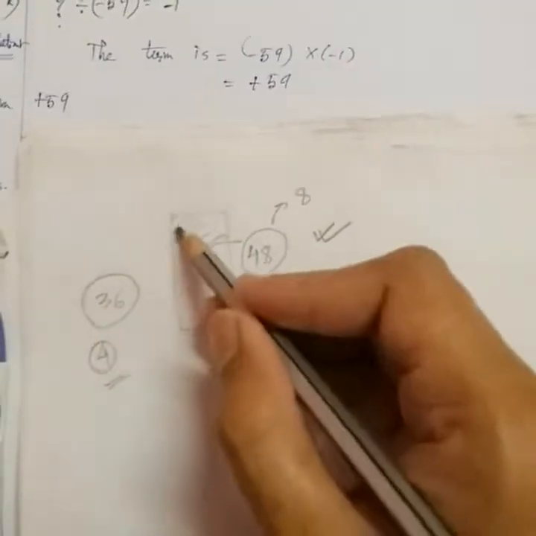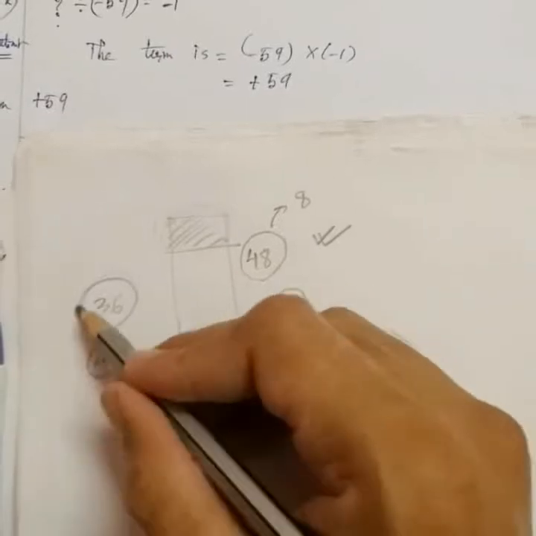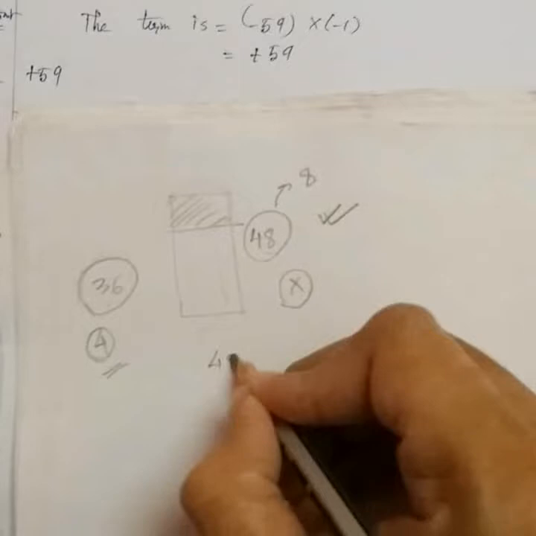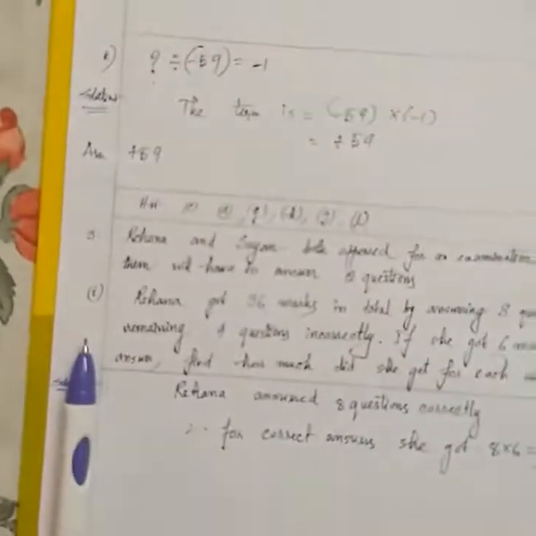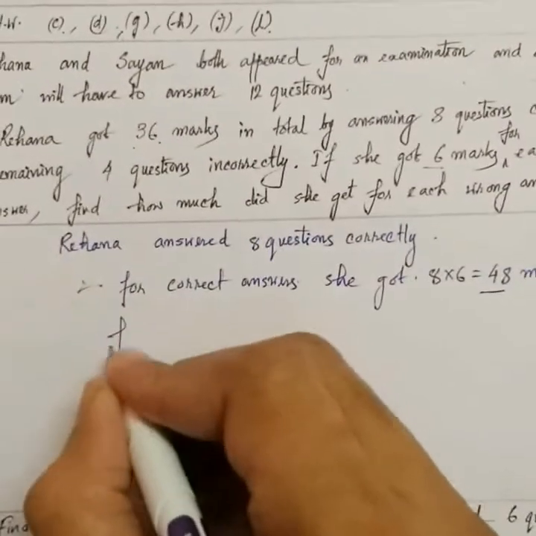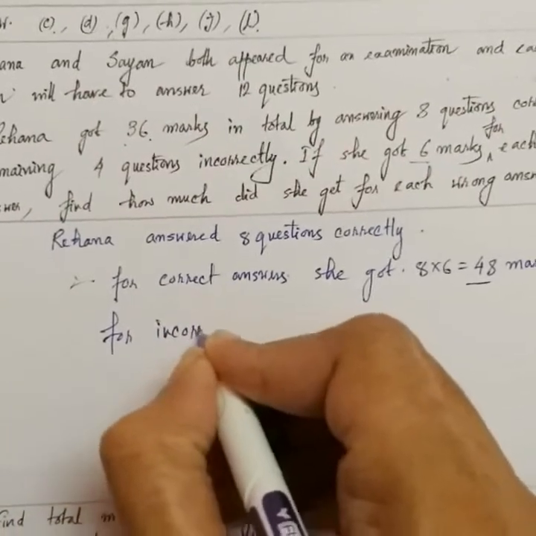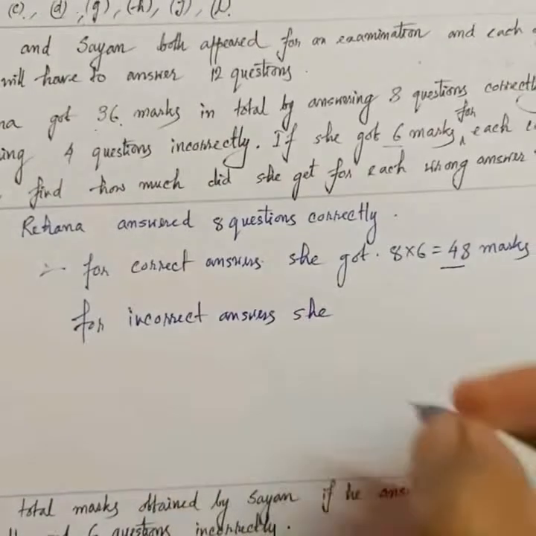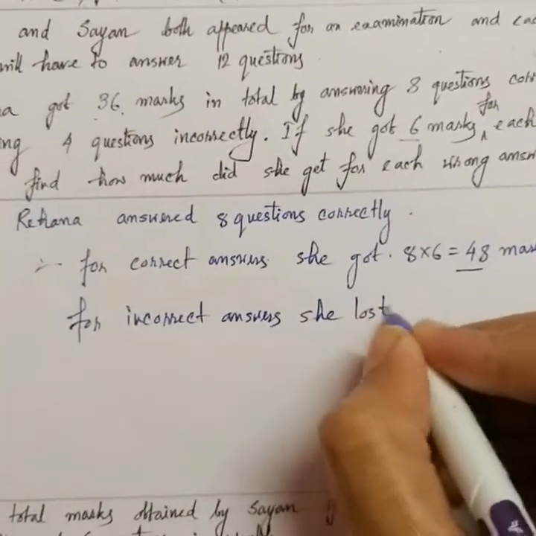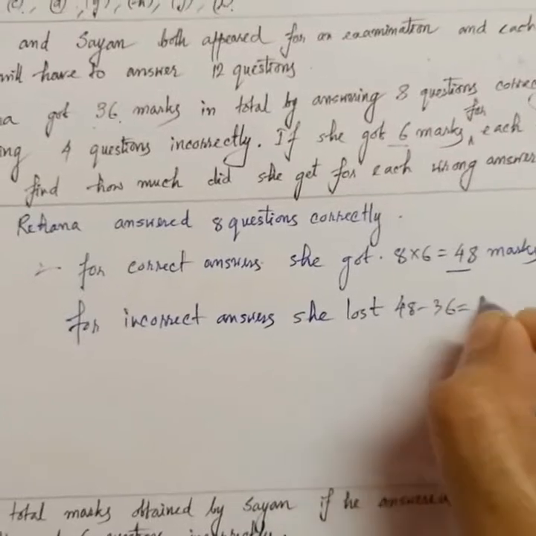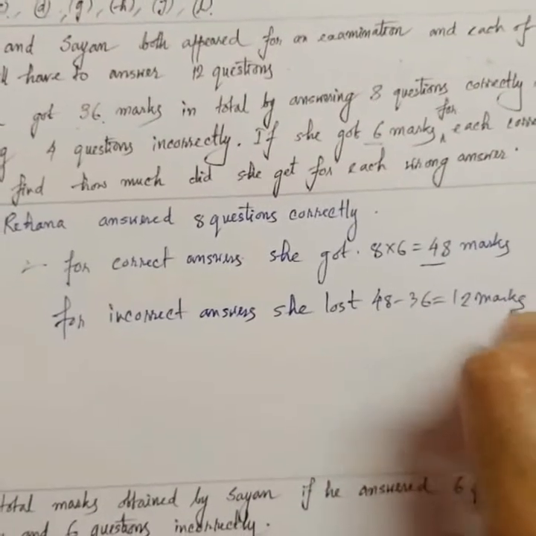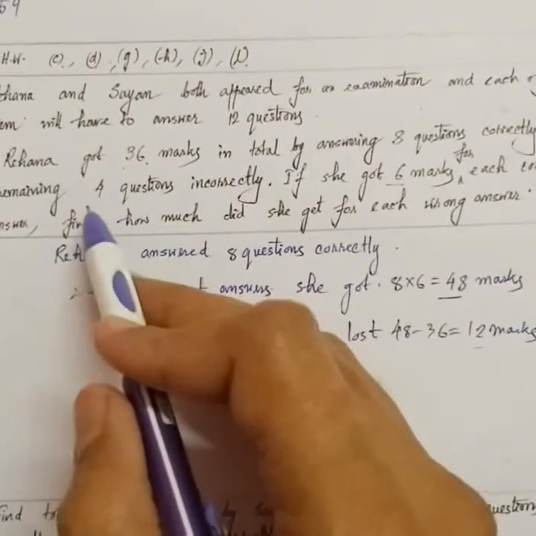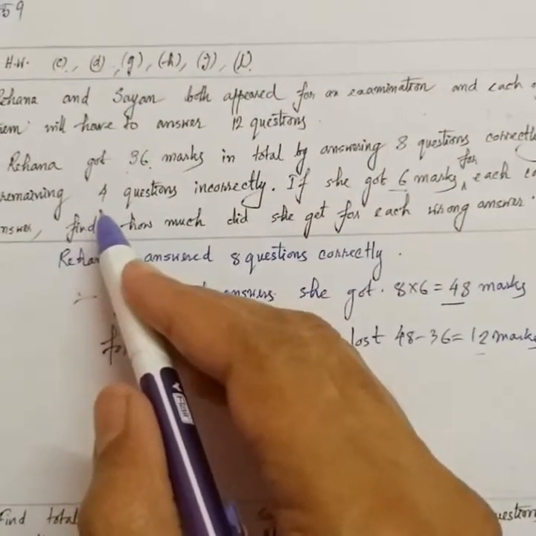48 minus 36. To find out this portion, you have to subtract this number, that is 36, from this entire number, that is 48. So 48 minus 36. So we can write for incorrect answers, she lost 48 minus 36, that is 12 marks. Now this is the total number she has lost for the incorrect answers, and she has answered 4 questions incorrectly.